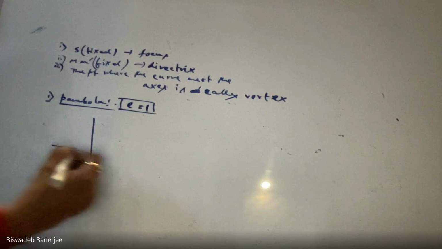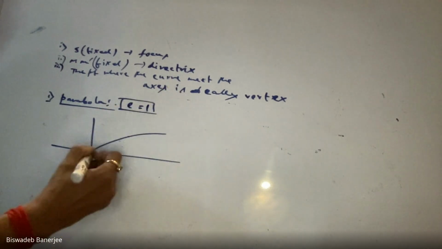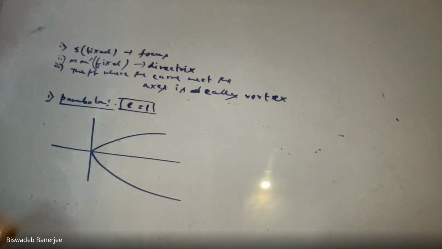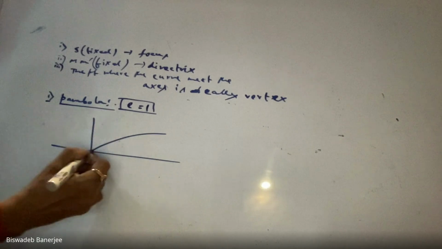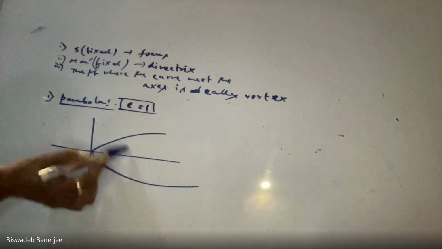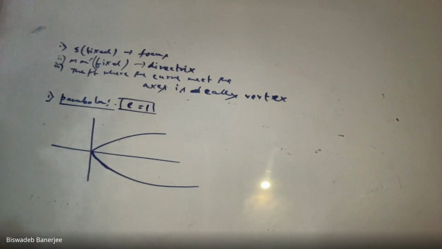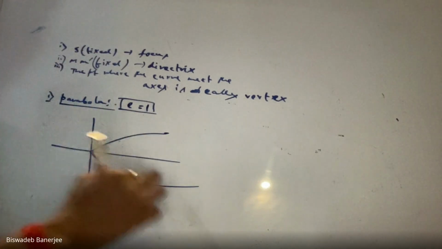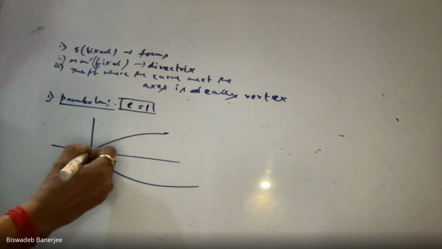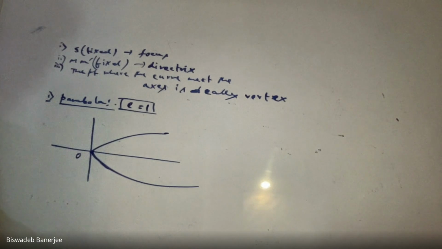Now, what is the diagram of a parabola? This is my parabola. We understand the concept of conics through the parabola. Actually, this curve should be symmetric. Symmetric means this upper half is equal to this lower half. See that for this parabola, at this point the curve meets the axis. That means this point is said to be my vertex. Say this is O, this is 0, 0.